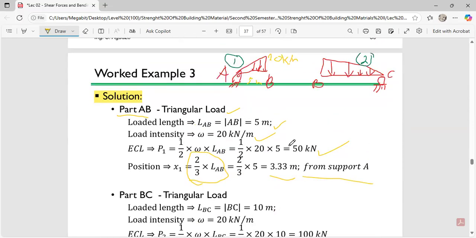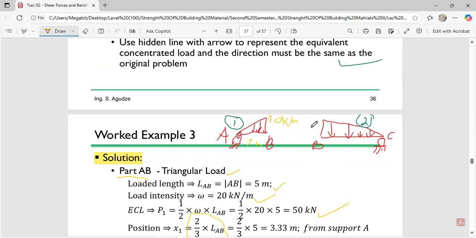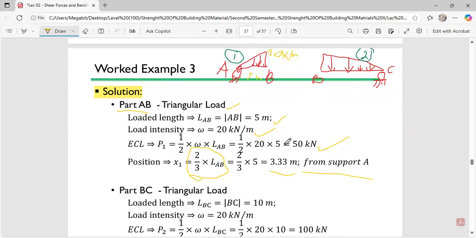Then if you also consider the second section, which is the part BC, the part BC is also a triangular load, and the loaded length is 10 meters. And the loaded intensity, as usual, is 20 kilonewton per meter.